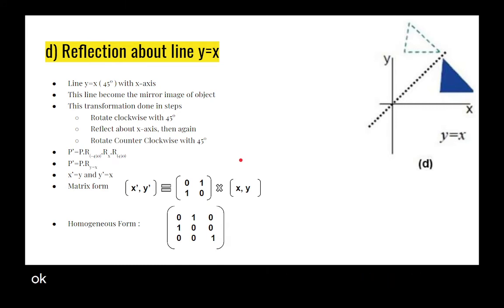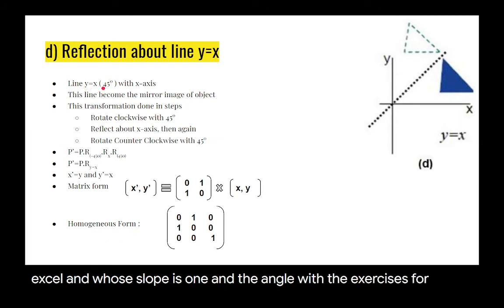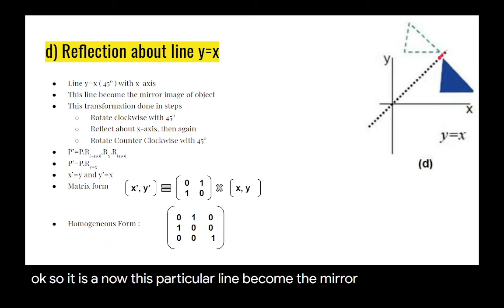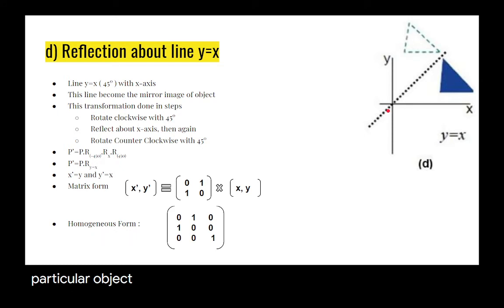Okay, so the particular line here we consider is y is equal to x. We understand y is equal to x is the line whose slope is 1 and whose angle with the x-axis is 45 degrees. So now this particular line becomes the mirror for reflecting a particular object. This transformation is done in 3 steps.